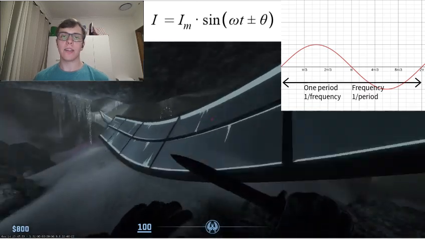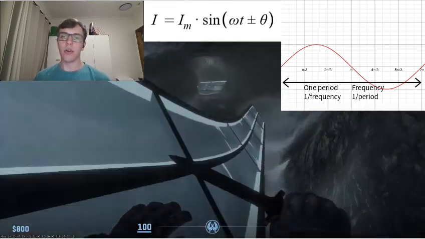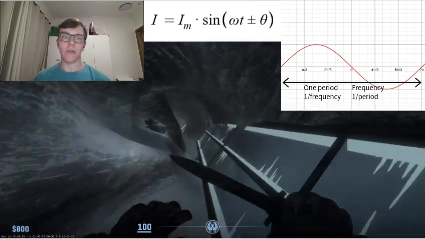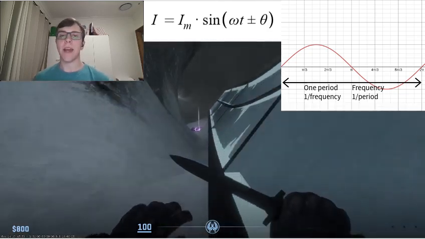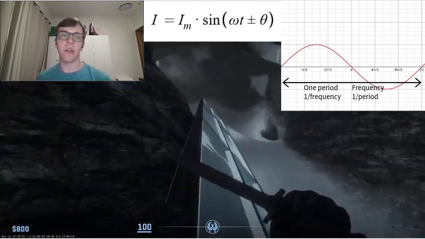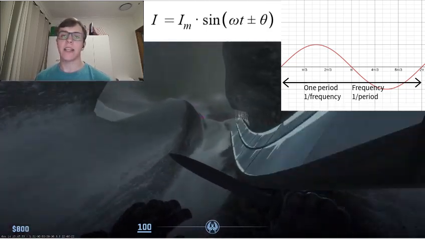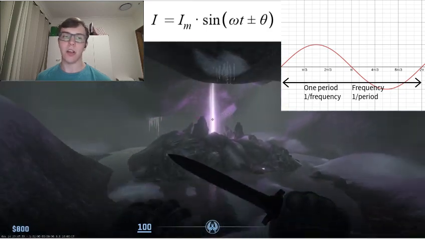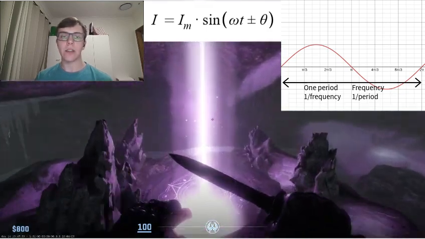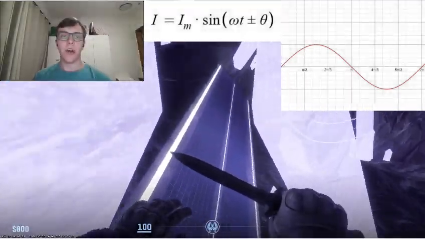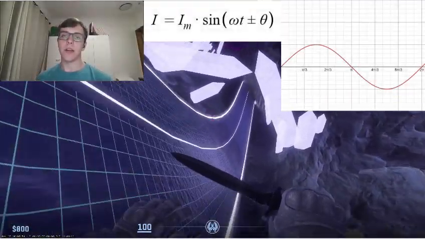This can also be written as 2 pi times frequency, or 2 pi over the period of the wave. But what matters is that it's the amount of radians the wave moves per second, which means you can calculate the current at a specific time by multiplying it by that time, which will give you the angle at that time. Now the final part of this equation is plus or minus theta.